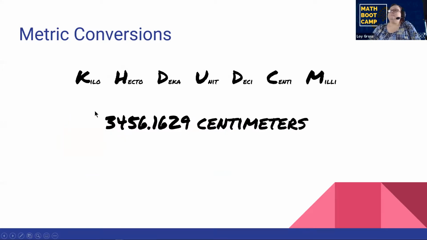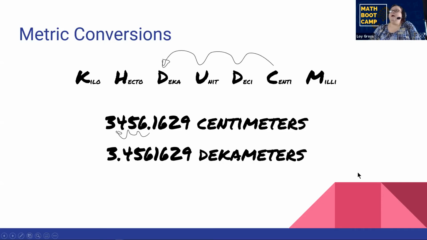Let's see it in action. Here I have kilo, hecto, deca, unit, deci, centi, milli, and I wrote this out remembering that King Hector doesn't usually drink chocolate milk. And here I have 3,456.1629 centimeters, and I'm going to convert that to decameters. Why? Because the problem told me so. If you notice, from centi to deca, we have 1, 2, 3 hops to the left. That's real nice and simple. We're going to take this decimal point and go 1, 2, 3 hops to the left. 3,456 and change centimeters is 3.4561629 decameters. And we're done.